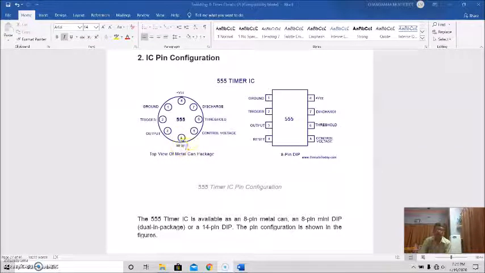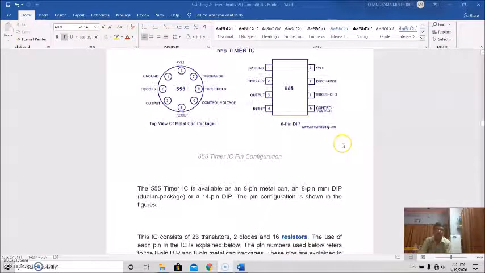Fourth is reset. Fifth is control voltage. Sixth pin is threshold. Seventh is discharge, and eighth is plus VCC supply. So this is the metal can package, and this is a dual in-line package.